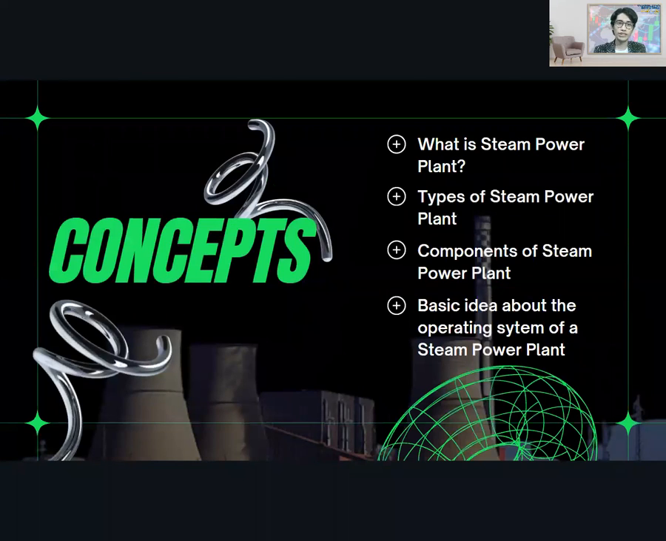First, we need to identify the concepts of the steam power plant before we proceed to the calculations. First, we're going to define what a steam power plant is. Number two, types of steam power plant. Number three, components of steam power plant. And last is the basic idea about the operating system of a steam power plant.